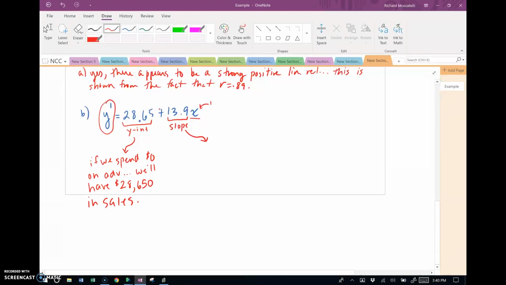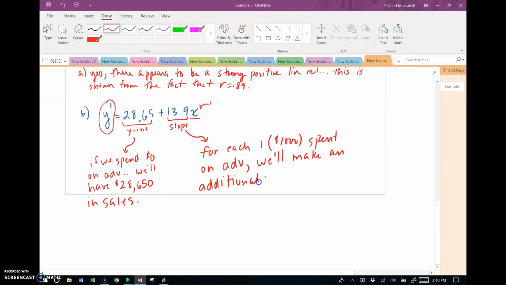So obviously, for every 1 that you spend, and don't forget, in this case 1 means $1,000, for every $1,000 we spend in advertising, we're going to earn an additional 13.9, which again, in thousands, that's 13,900 bucks. You'll make that much more in sales. So for each 1, which remember really is $1,000, spent on advertising, we'll make an additional $13,900 in sales.